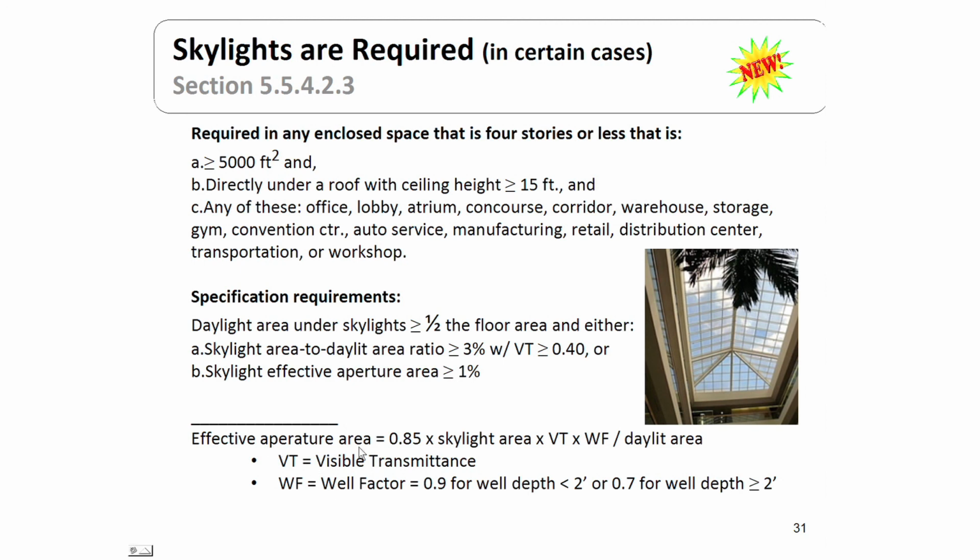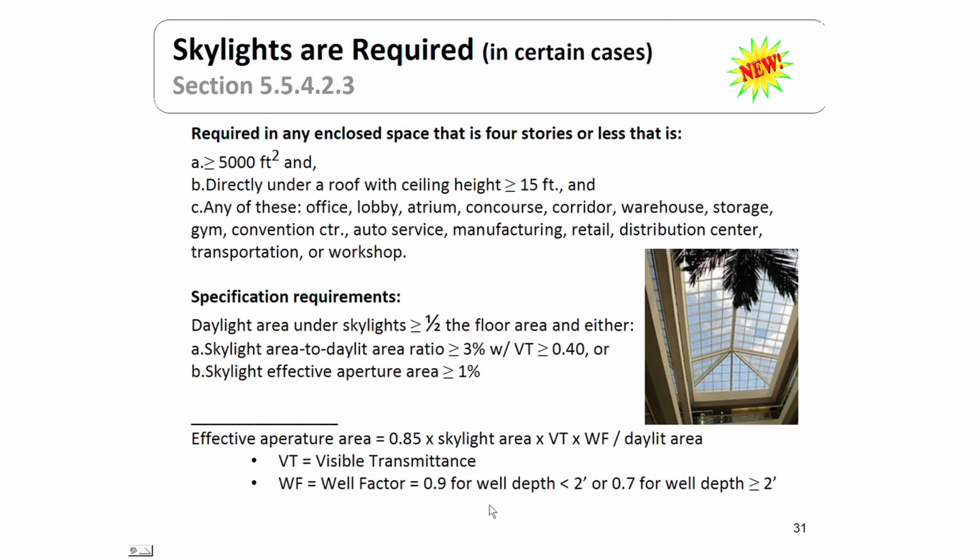The effective aperture area is 0.75 times the skylight area times visible transmittance times a well factor divided by the daylight area. That's their definition of effective aperture area. Visible transmittance we've mentioned earlier. The well factor is a new term here.